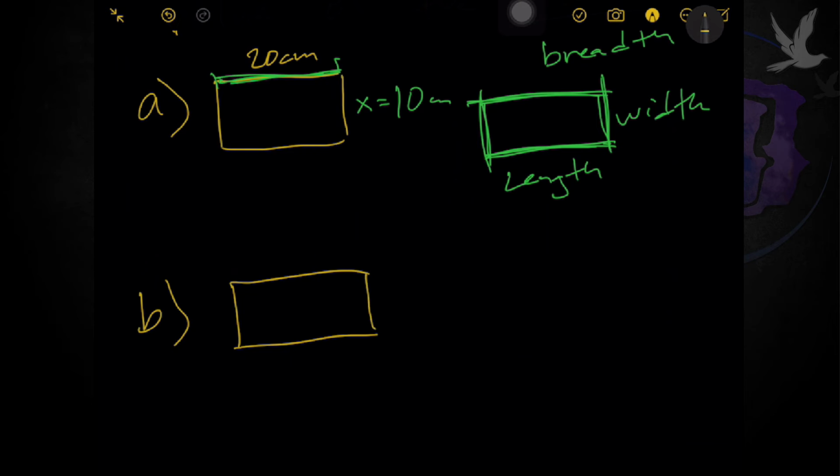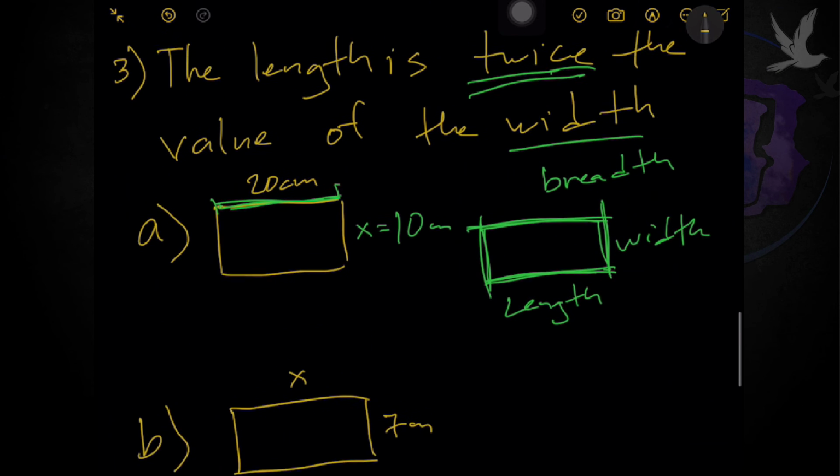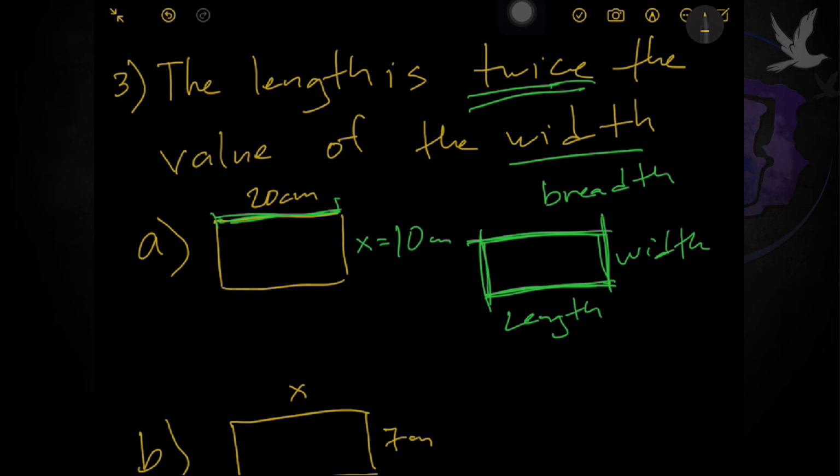But in this case, what's given is this one. The width is given now, not the length. In this case, in letter B, the width is given, which is 7 centimeters. So we are supposed to solve for the length. It's the same problem: the length is twice the value of the width.